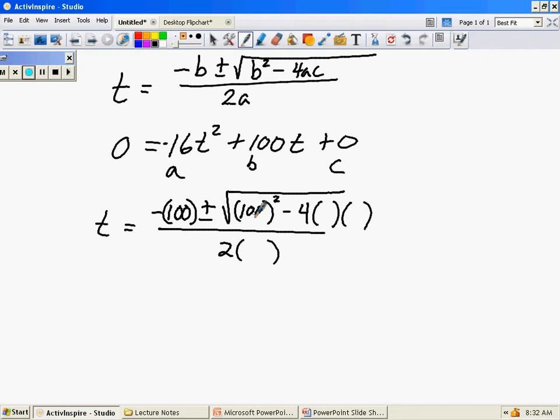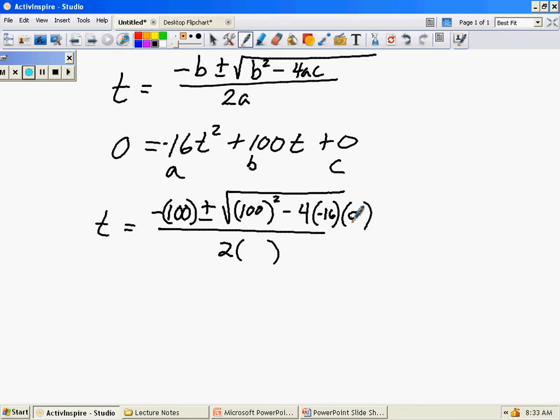All right. Sairi, what goes in the next blank on the top? Negative 16. And the last blank on the top will be what, Sean? It's 0 because that's our C. And Imani, what goes on the bottom?